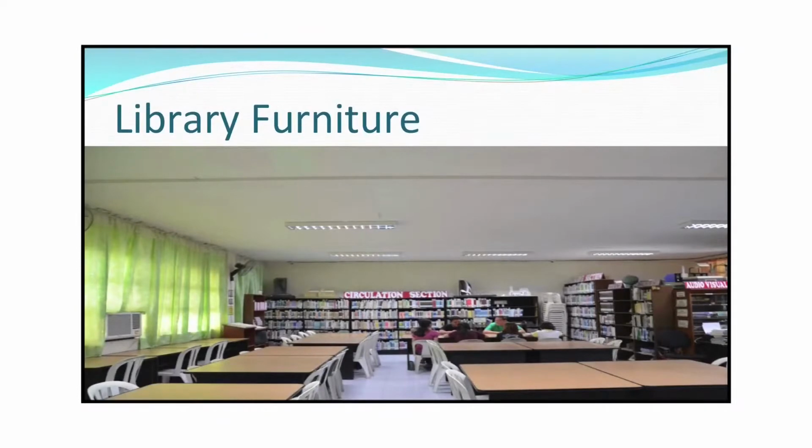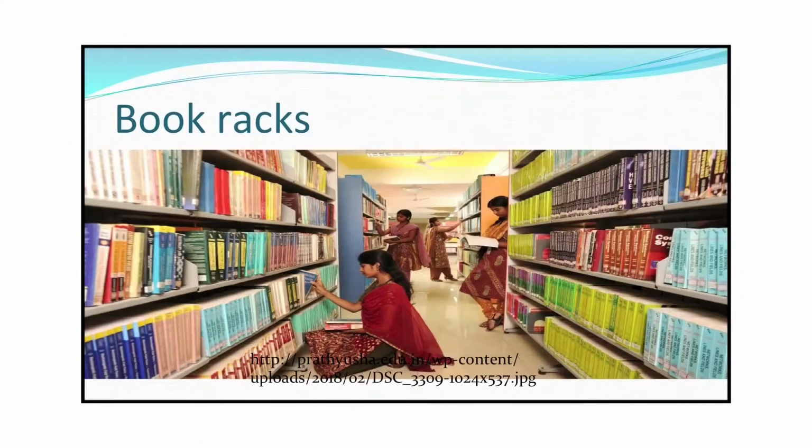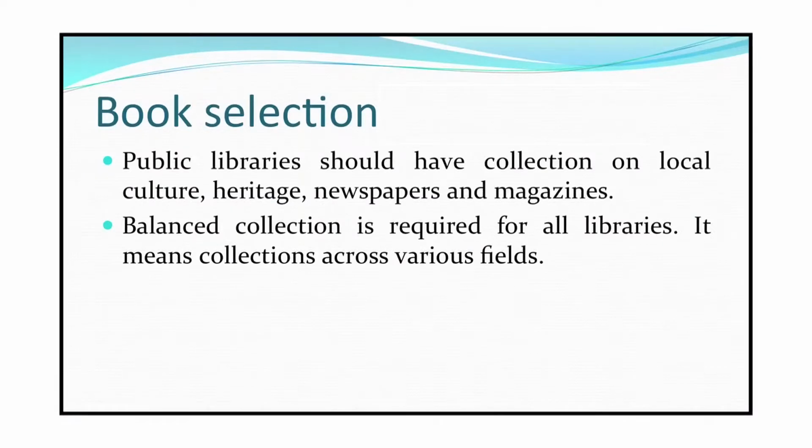You can see on the screen that there is enough space for the users to walk in, to move around and browse the books. And this is very important. And the height of the racks should be normal so that readers may stand on the floor and retrieve books from the top shelves. In any library, book selection activity has tremendous importance.